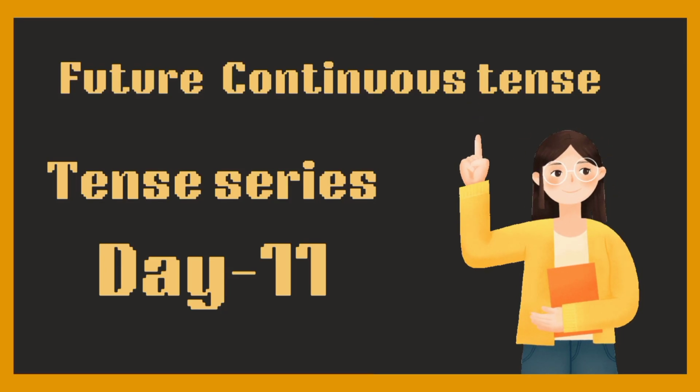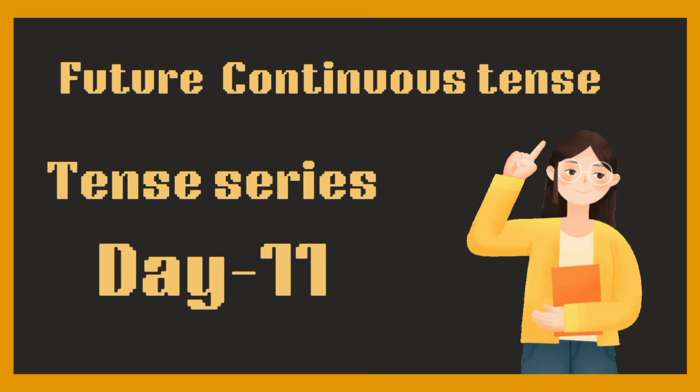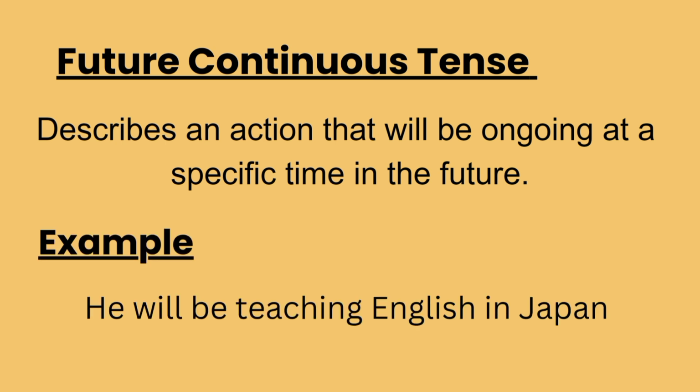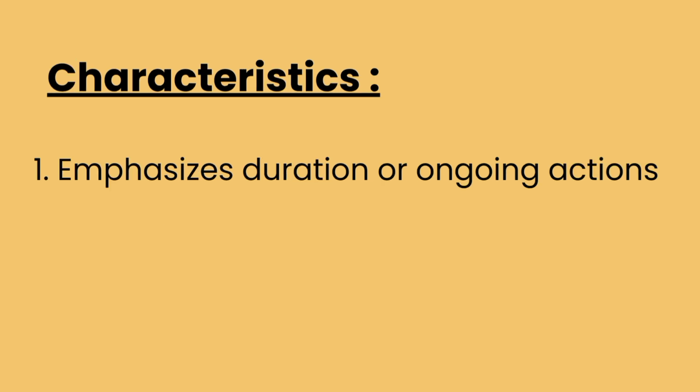In today's lesson, we will discuss the future continuous tense. Are you ready? Let's start. The future continuous tense describes an action that will be ongoing at a specific time in the future. For example, he will be teaching English in Japan. This sentence describes an action that will be ongoing in the future.